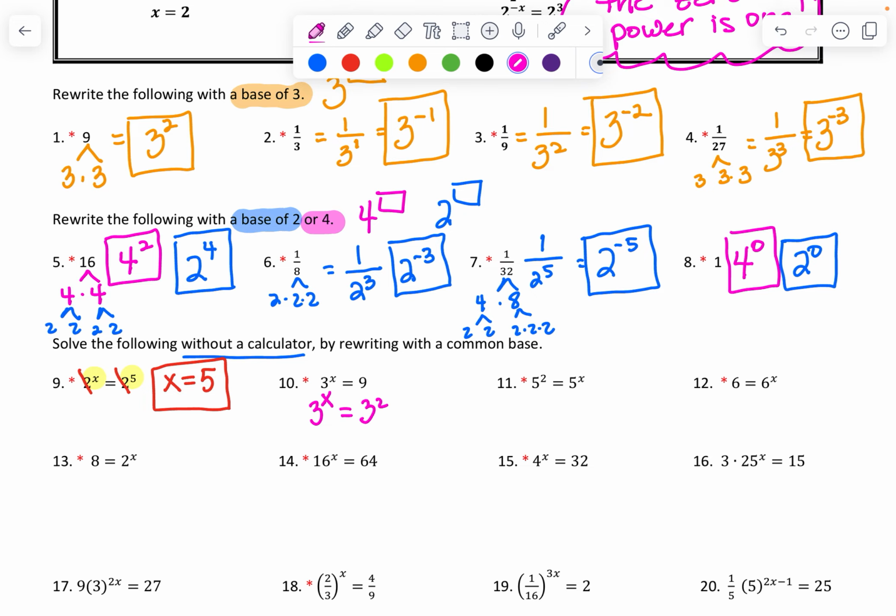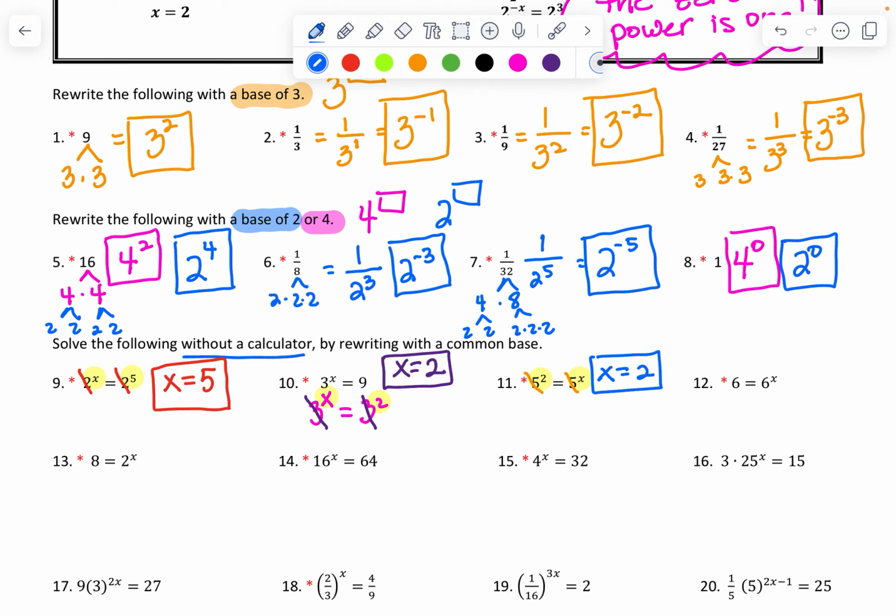So they're super easy when you already have the same base, but you'll know that you're going to eventually have to change some more. So look at number 13. Did we do an 8? Well, we did an 8 down here. 8 is technically 2 to the third. Equals, bring down your 2 to the x power. Mark off those common bases. What's left? X equals 3.